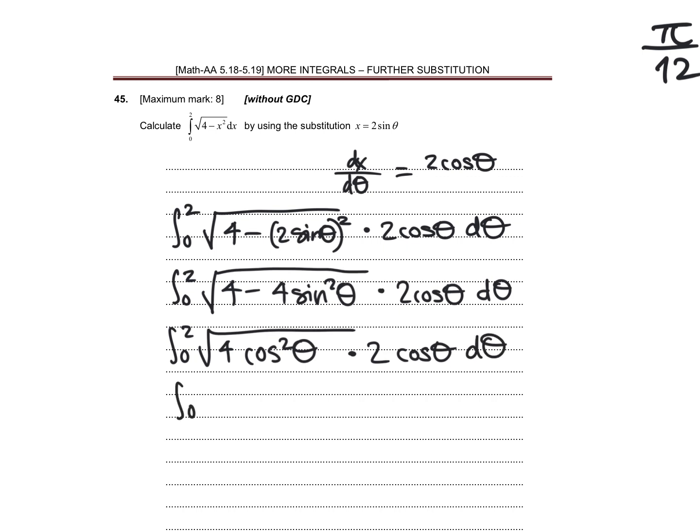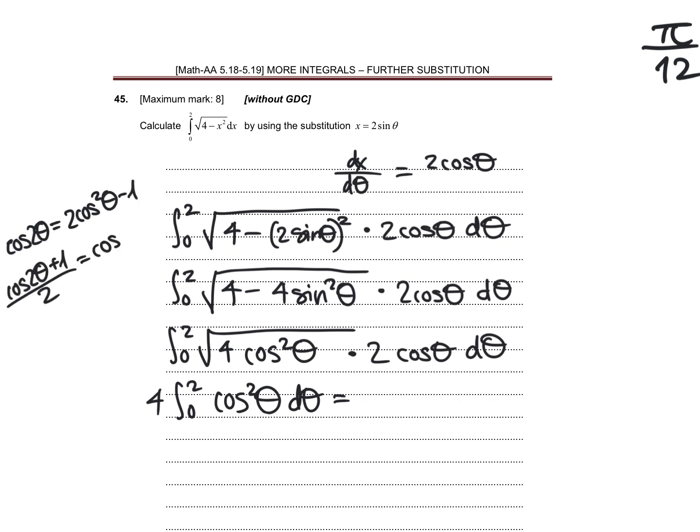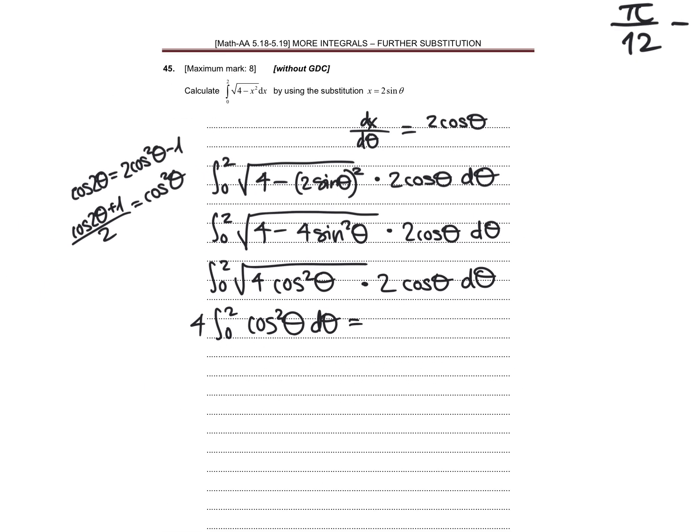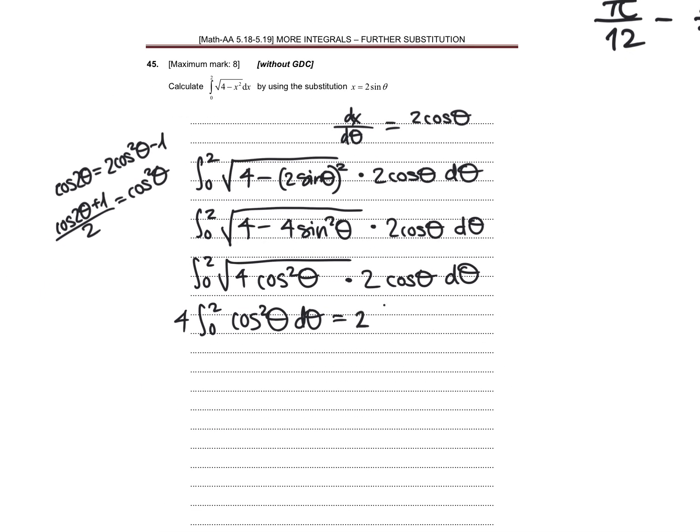So now we've got square root of 4 is 2, so this is going to be 2 times 2, so that'll go out here. Square root of cosine squared is cosine. Cosine times cosine is cosine squared. And now we need to get rid of the cosine, so we know cosine 2 theta is 2 cosine squared theta minus 1. So cosine 2 theta plus 1 over 2 is cosine squared. So if we take the 1/2 out, that's 2. 0 to 2, and we've got cosine 2 theta plus 1 d theta.